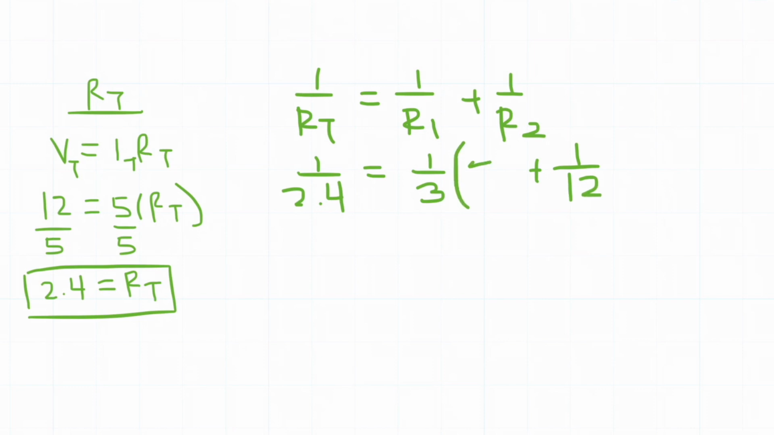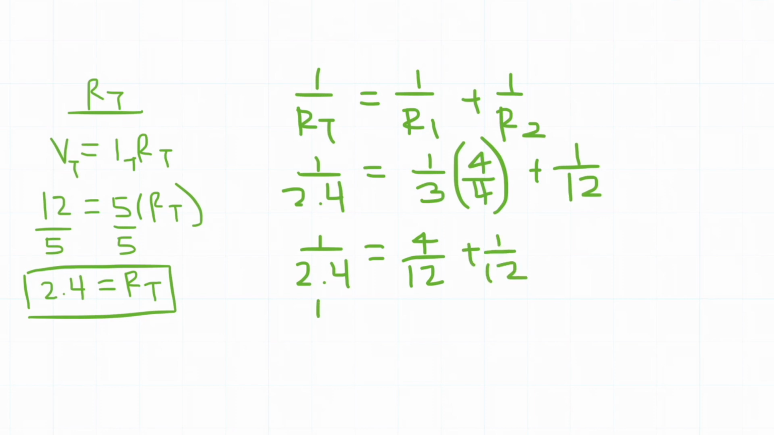Multiply the first term by 4 over 4 so that they have a common denominator of 12. And we have 1 over 2.4 is equal to 4 over 12 plus 1 over 12. So 1 over 2.4 is equal to 5 over 12.